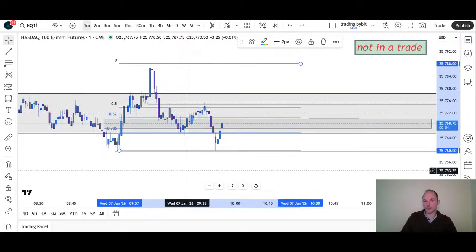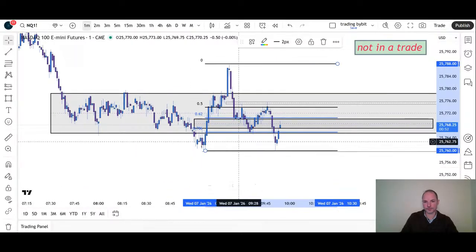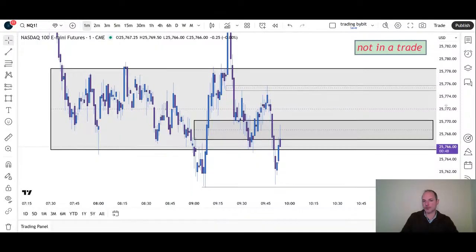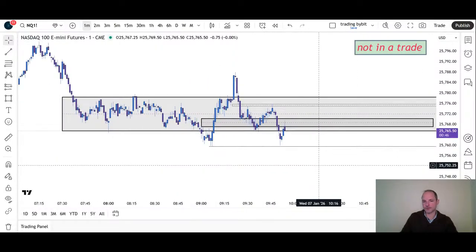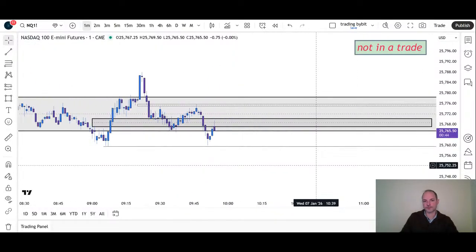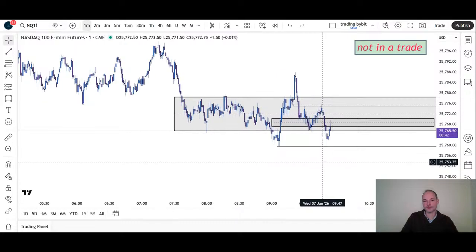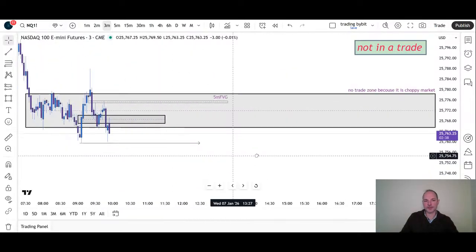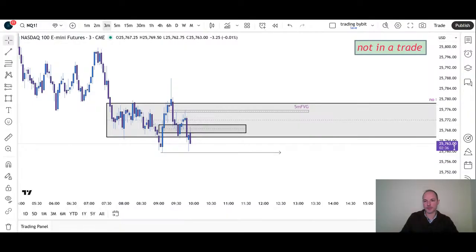You can do it on a lower time frame too if you want to. I just prefer to do it on a higher time frame. It's more accurate. That's the reason why. I would definitely now recommend for anybody that's new to this to do this on a lower time frame.